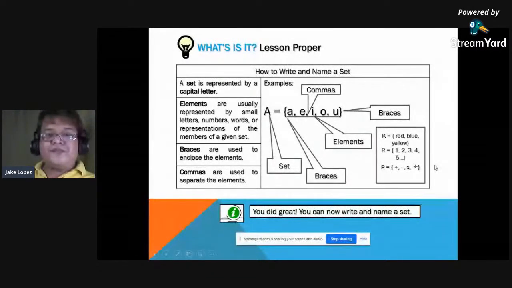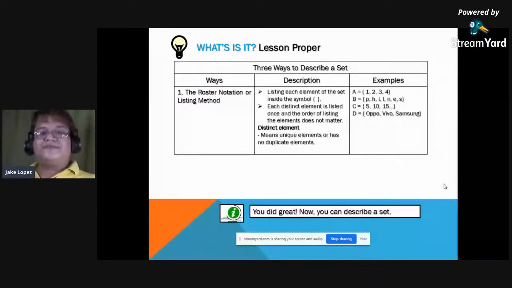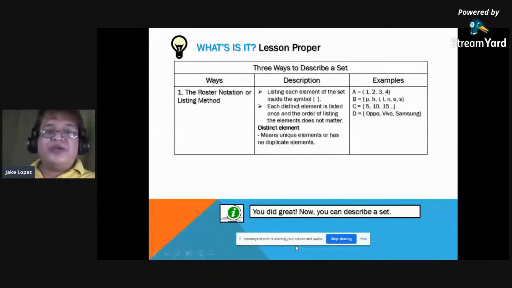Okay, all right. So now you can name and write a set. Okay, very good. So there are three ways to describe a set. First is the roster notation or listing method. So pag sinasabi nating roster notation or listing method is listing each element of the set inside the symbol brace, open brace, and then close brace. Okay? And then each distinct element is listed once, and the order of listing the elements does not matter.